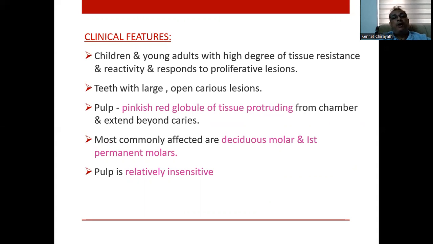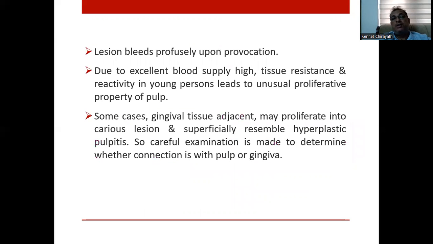Pulp polyp usually occurs in children and young adults with a high degree of tissue resistance and reactivity. Teeth with large open caries lesion. Pinkish red globules of tissue protrude from the chamber and extend beyond the caries. Most commonly affected are deciduous molar and first permanent molar. The pulp is relatively insensitive because nerves are not there. Only this lesion bleeds profusely. It contains only blood vessels, there are no nerves. Due to the excellent blood supply, high tissue resistance and reactivity in young persons lead to the unusual proliferative property of the pulp.